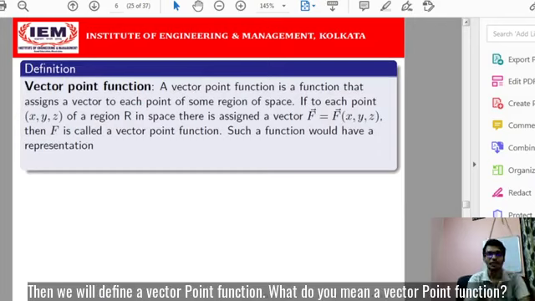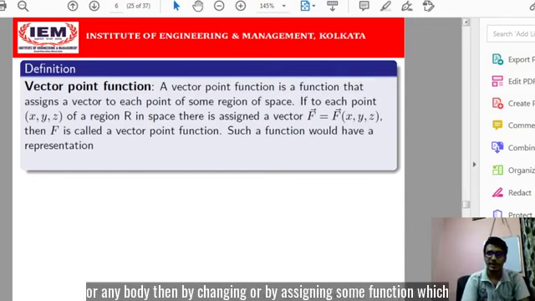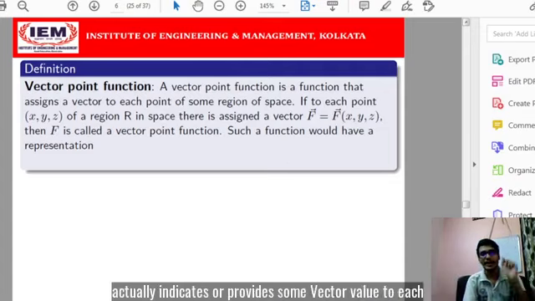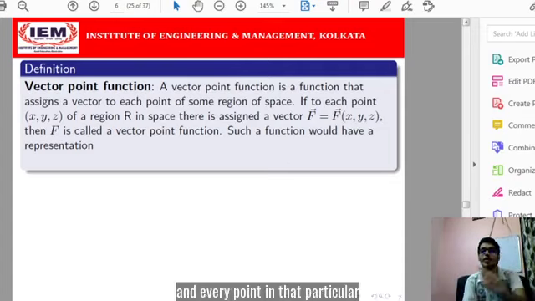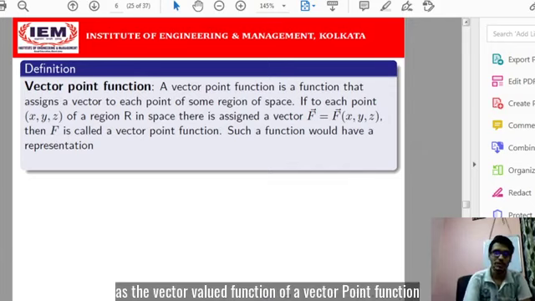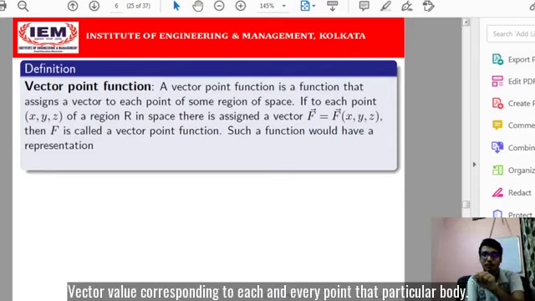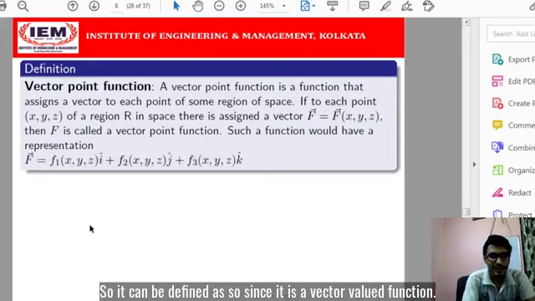Then we will define the vector point function. What do you mean by the vector point function? Similarly, if I consider any two-dimensional or three-dimensional plane or any body, and we assign some function which provides a vector value to each and every point in that particular plane or domain, it is called a vector valued function or vector point function, because through the vector we are identifying the value corresponding to each and every point in that particular body.